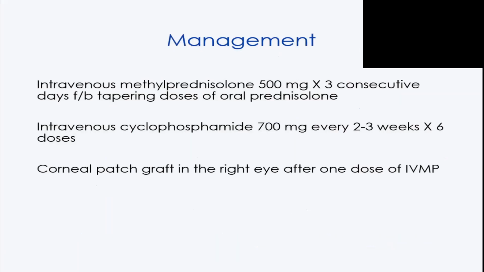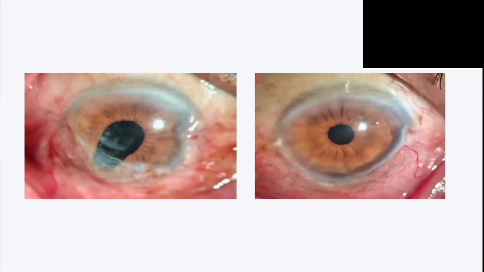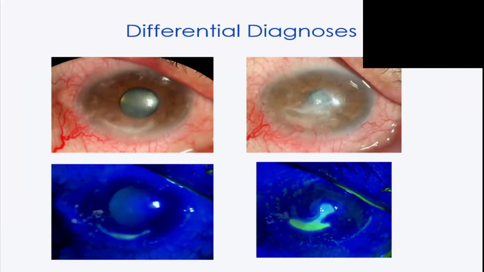In this case, again, we gave IVMP for 3 consecutive days and then oral prednisolone and cyclophosphamide pulses. After we had given IVMP and the first dose of cyclophosphamide, we operated. So the patch graft was done after and not before, and that is important. Now the differential diagnosis, Dr. Murthy has talked about. This again is HSV associated ulceration, which looks similar to PUK.